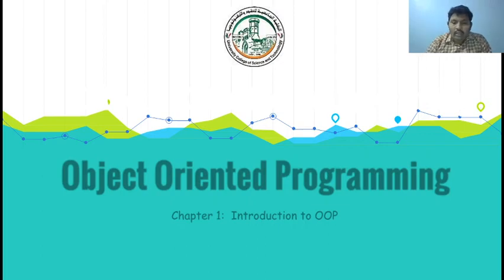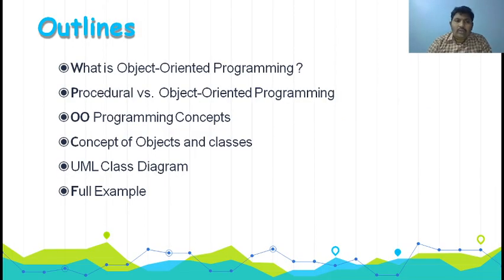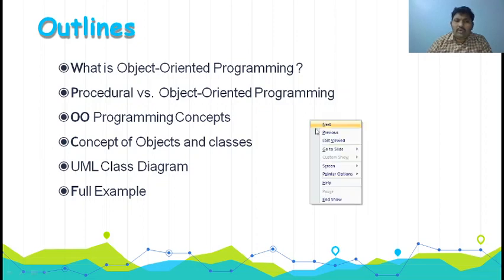Good morning. Today we are going to discuss object-oriented programming, a very important topic. In this topic, we are going to discuss what object-oriented programming is, and after that we discuss the difference between procedural versus object-oriented programming and object-oriented programming concepts. Then we discuss some concepts of objects and classes in the later part. Then we discuss the UML class diagram and these topics.